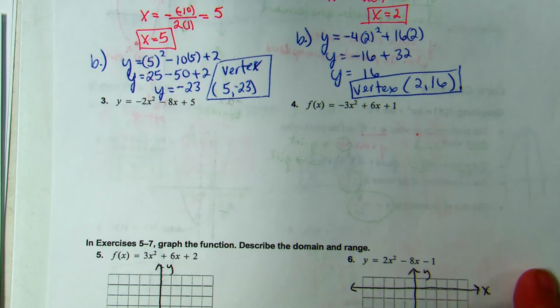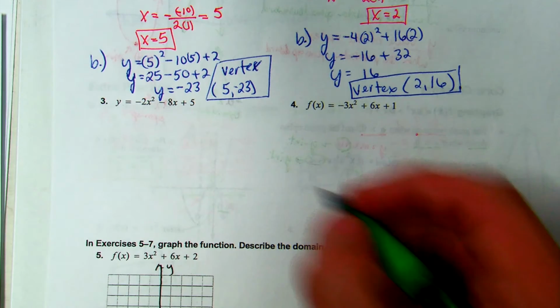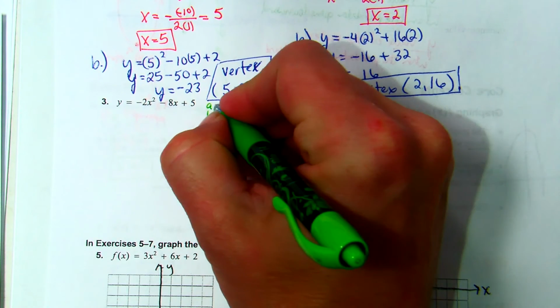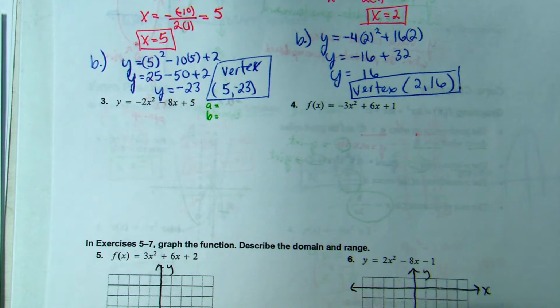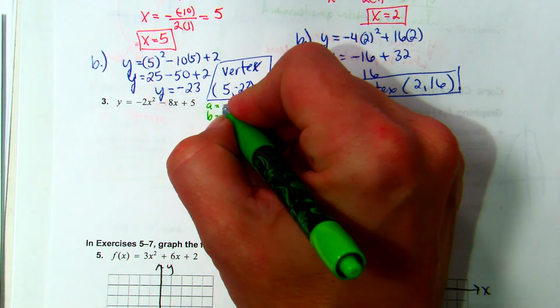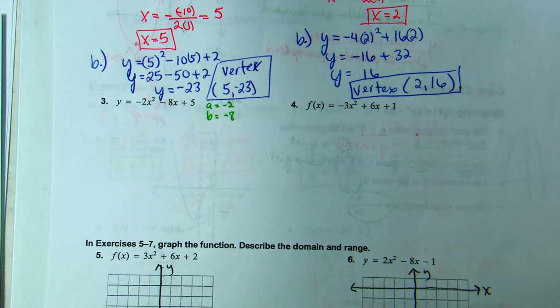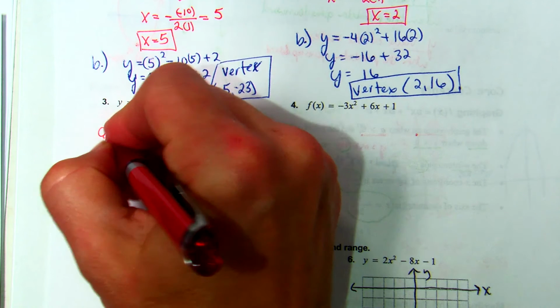Number 3 is, again, we're going to do this pretty repetitively, using the same method to go through the steps here. We're going to solve for the axis of symmetry first. We need to know what the A is. We have a negative 2. We know what B is. That's a negative 8. So we'll plug those in for part A.